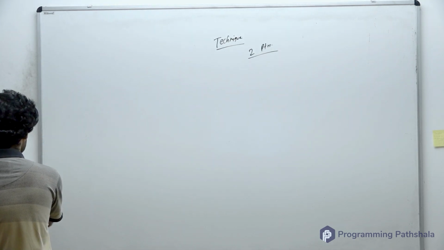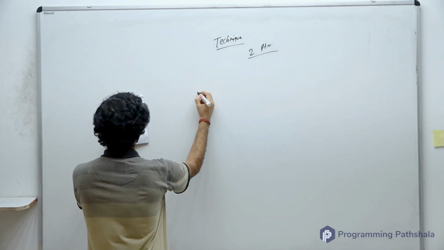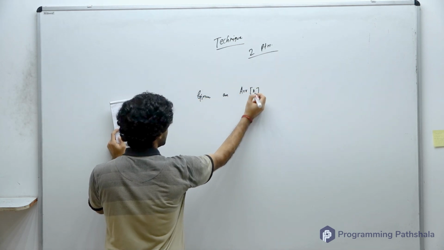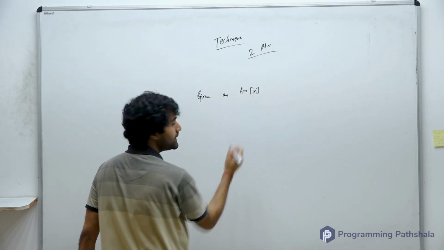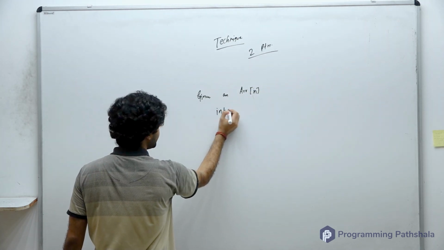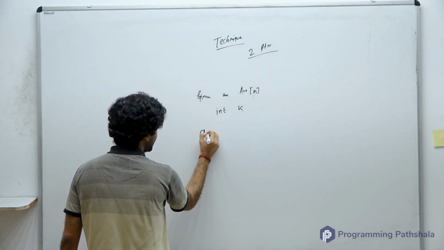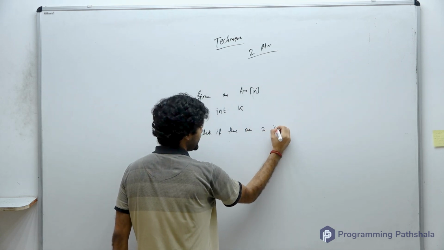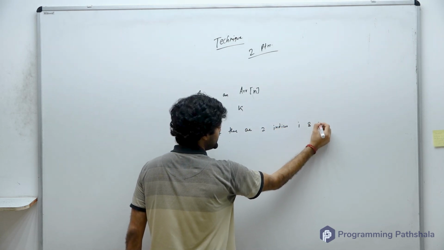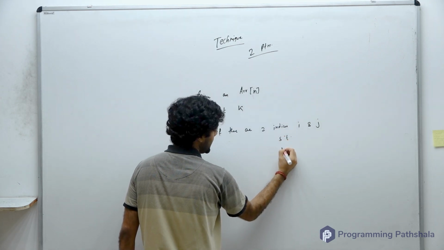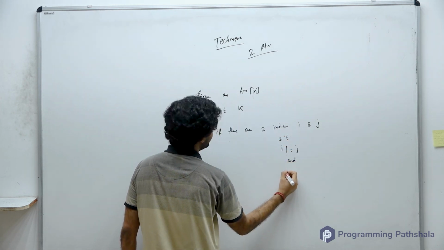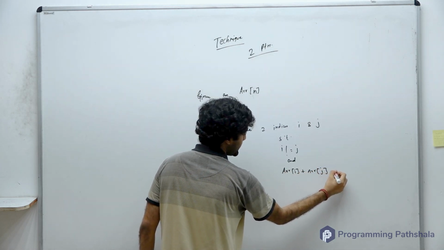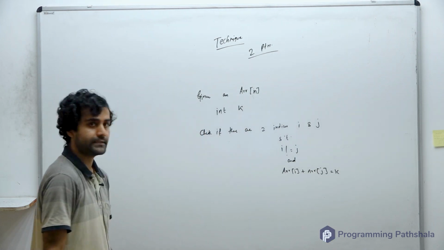Let me give you a question to start. I have given you an array of size n, and I give you another integer k. I ask you to check if there are two indices i and j such that i not equal to j and array[i] plus array[j] is equal to k.